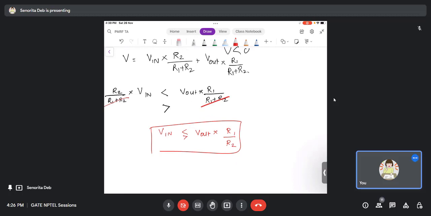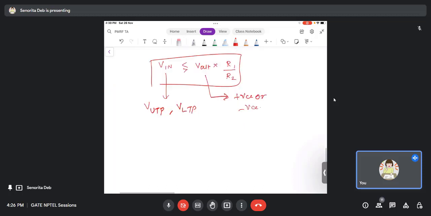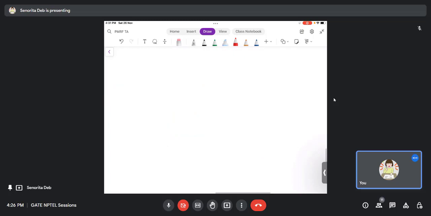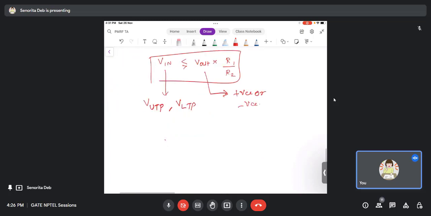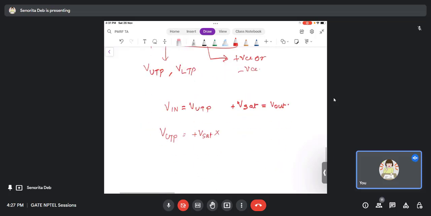Now there are again two other variables. What are they? We saw that Vin can take two values: one is the upper threshold value VUTP and another is the lower threshold value VLTP. And Vout will again take two values, plus VCC or minus VCC. Now whenever Vin is taking VUTP, let's say it is VUTP, we saw that it will come out to be what? Vplus Vsat, right? So then VUTP is nothing but plus Vsat into R1 by R2.